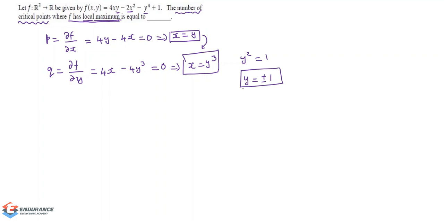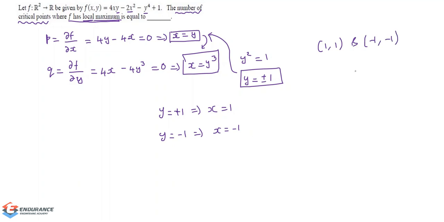So now I got two y's. When y is equal to plus 1, what is my x? Substitute it here. X will be plus 1. If I take y is equal to minus 1, x will be minus 1. So what are my two critical points? 1 comma 1 and minus 1 comma minus 1. So these are the critical points.